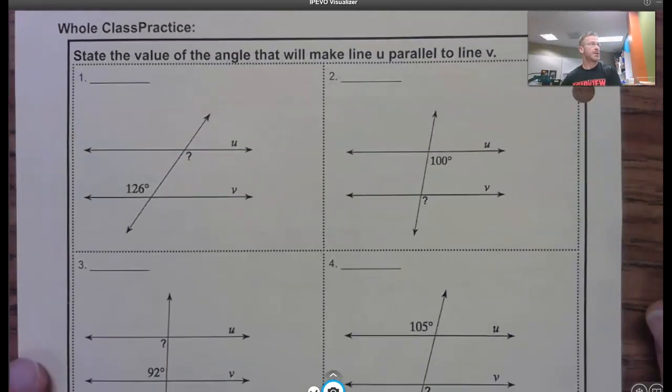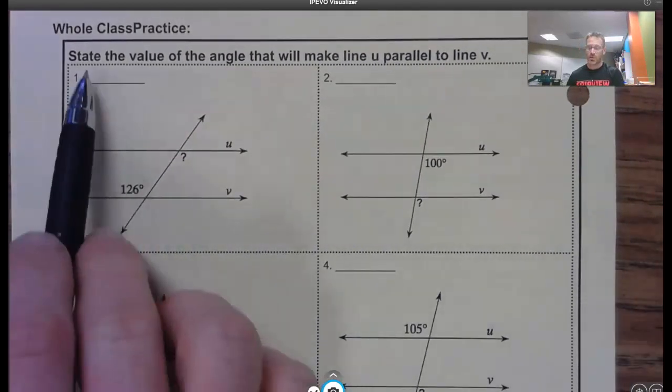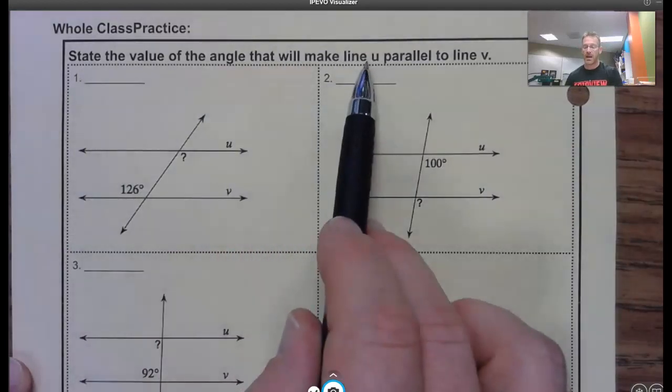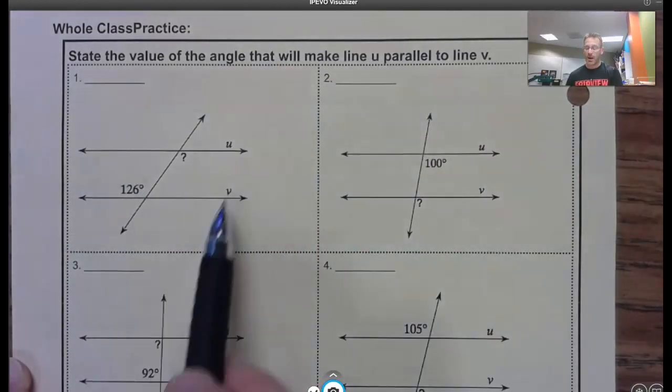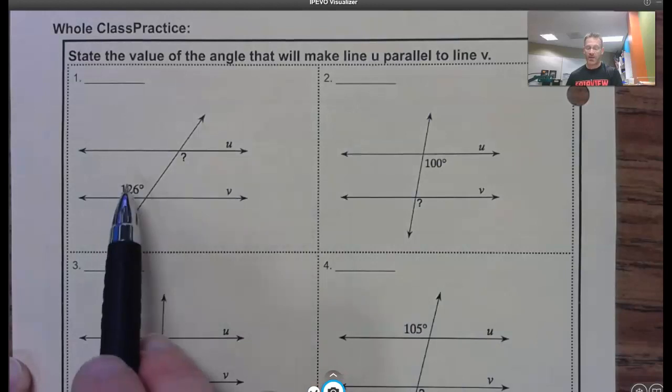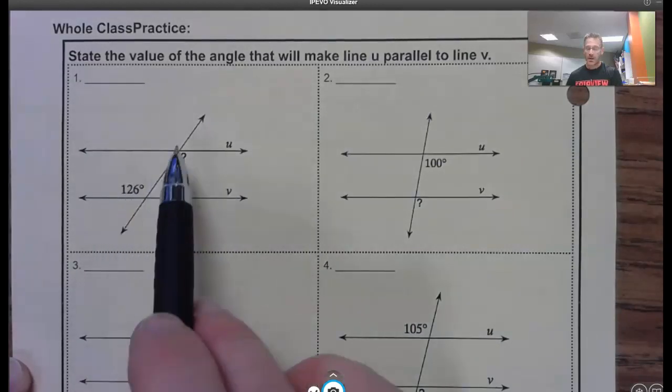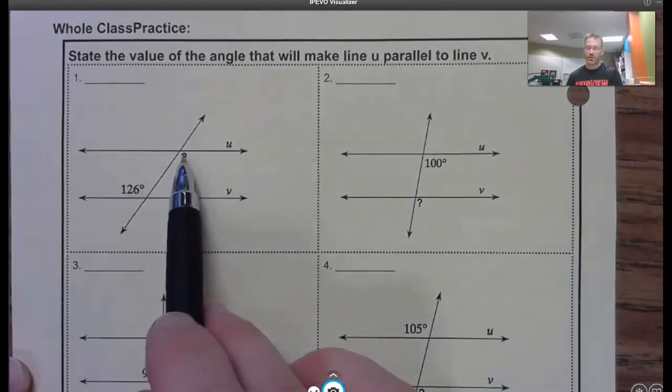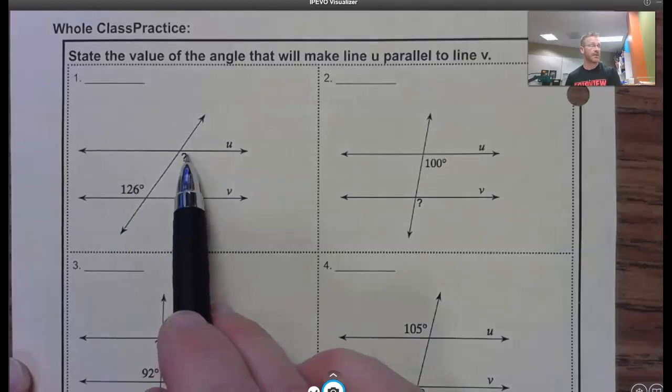All right, so let's look at number 1 here. And notice we want to state the value of angle that will make line U parallel to line V. So when I look, here's line U, here's line V. I have 126 degrees for this angle, and then I have this angle here. So the first thing we want to identify is what type of angles do we have? All right, and those would be alternate interior.